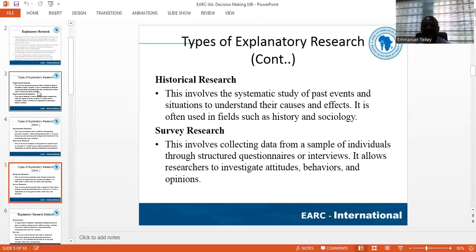We have historical research. This involves systematic studies of past events and situations to understand their cause and effect. It is often used in fields such as history and sociology. Then another type of explanatory research is survey research. This involves collecting data from a sample of individuals through structured questionnaires and interviews. It allows researchers to investigate attitudes, behavior, and opinions.